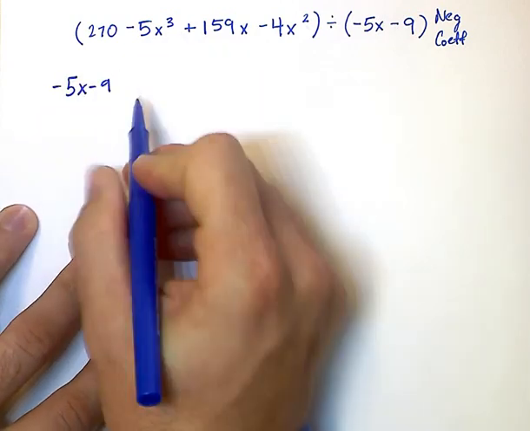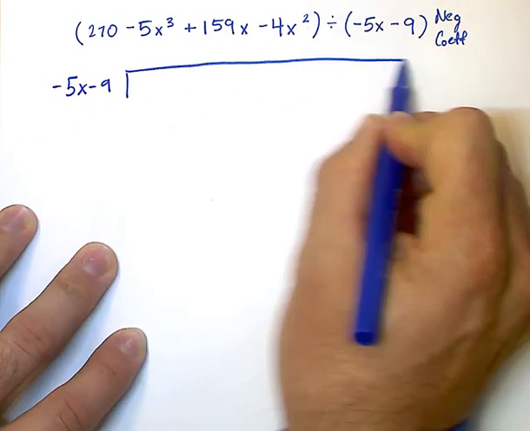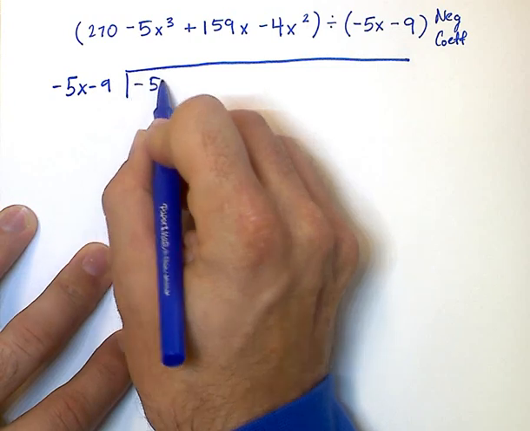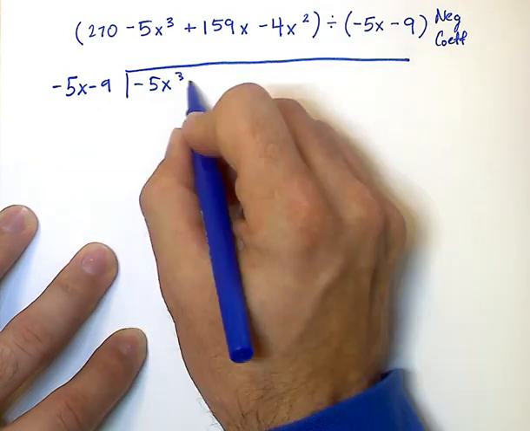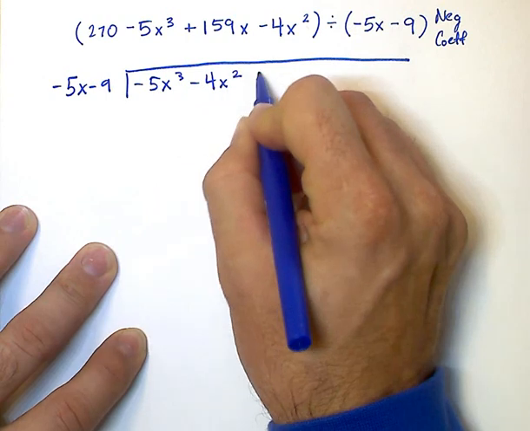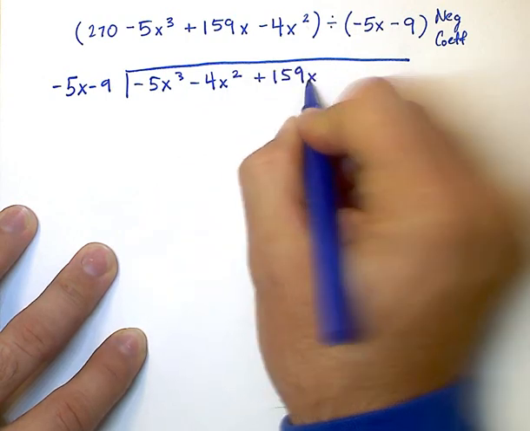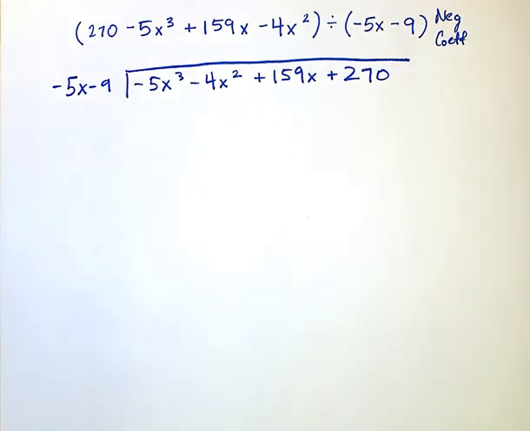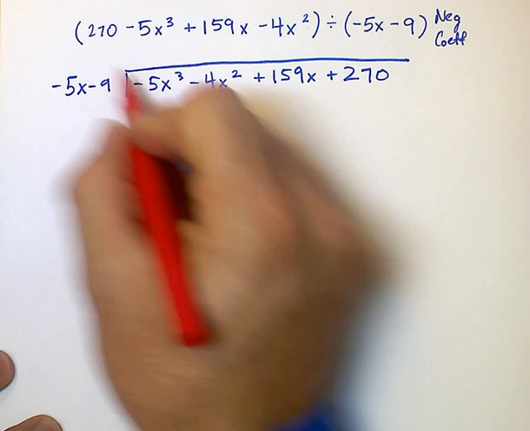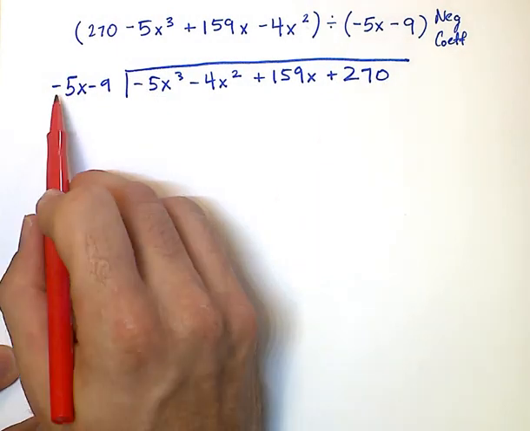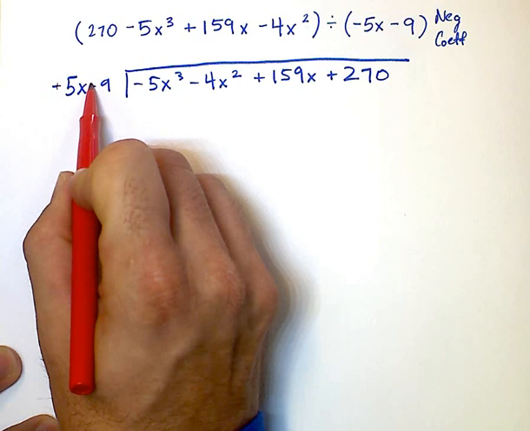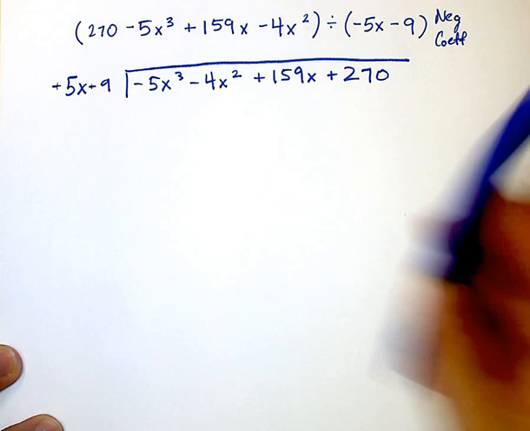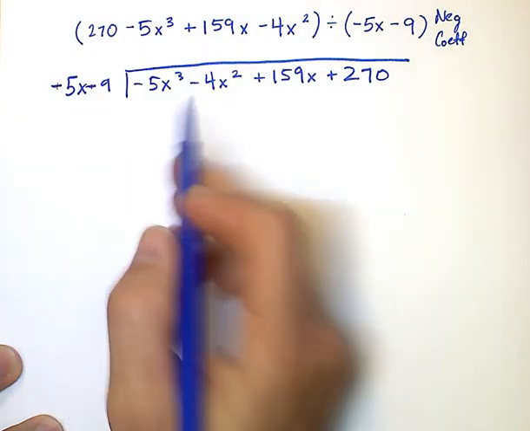And another key piece here is you want to order these exponents from highest degree. Negative 5x to the third minus 4x squared plus 159x plus 270. If you don't feel comfortable with the negative sign, you can change the signs. You would have to change the sign of everything. You could make this plus, plus, all the way through. But you could also handle this regularly with the signs. If you feel more comfortable, change the signs.